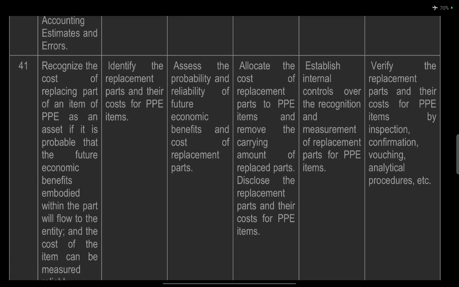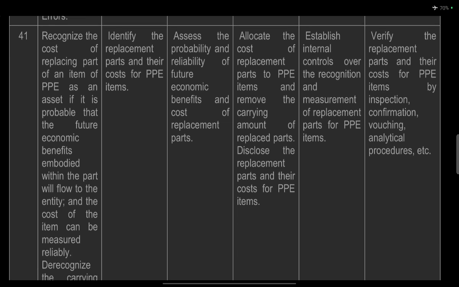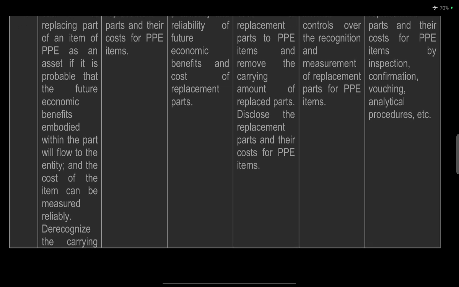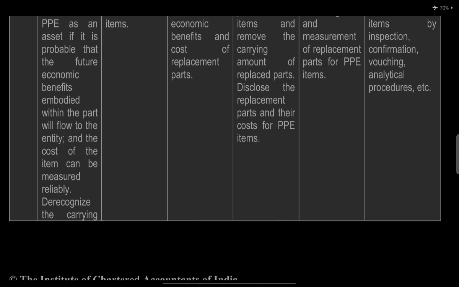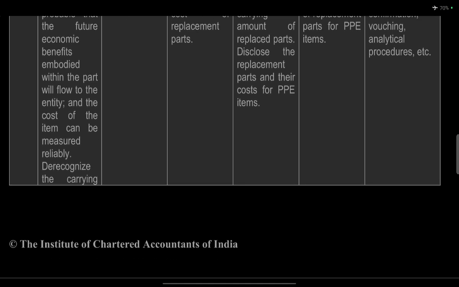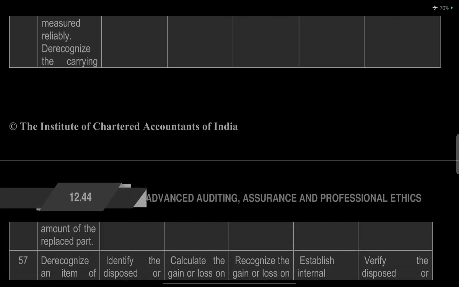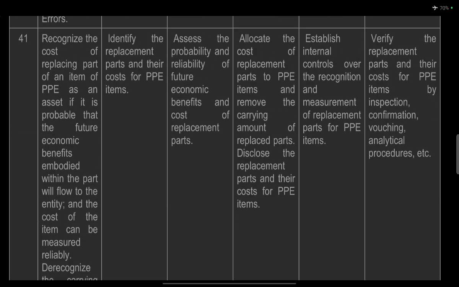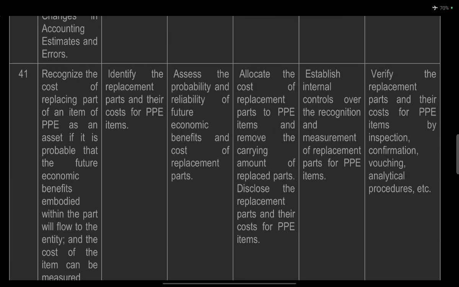Accounting standard: recognize the cost of replacing part of an item of PPE as an asset if it is probable that the future economic benefits embodied within the part will flow to the entity and the cost of the item can be measured reliably. Derecognize the carrying amount of the replaced part. Data to be acquired: identify the replacement parts and the cost of the PPE items. Computation to be made: assess the probability and reliability of future economic benefits and the cost of the replacement part.